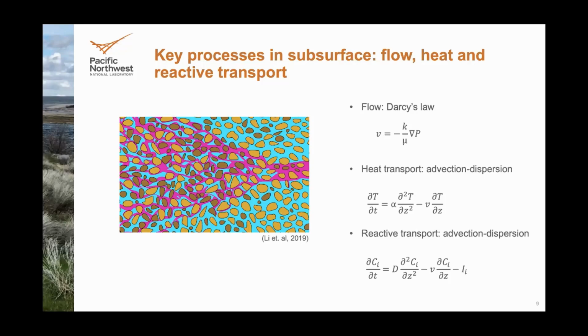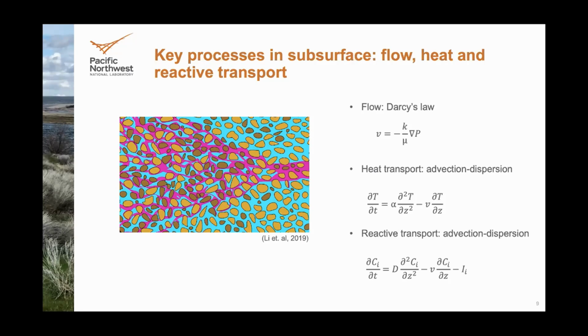And for heat transport, the conceptual model is kind of similar to that of groundwater flow. The difference is heat can conduct through the matrix. So we use the advection dispersion equation to describe the heat transport in the porous media. T here means temperature, and alpha is thermal diffusivity, and a larger alpha represents stronger dispersion, and v is Darcy velocity. A larger v means stronger advection.